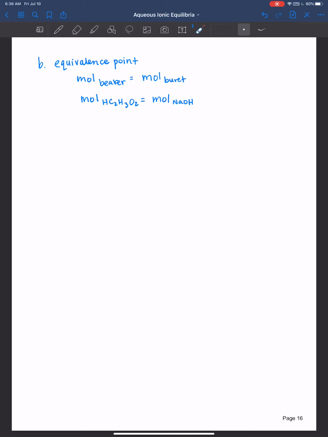Okay? So now that we're doing a reaction here, because we're adding base and neutralizing all the acid in our beaker, that's what it means to reach the equivalence point. Then we will need to use a BAUH table. First things first, we have to write down the reaction. So we have the acetic acid reacting with our base.